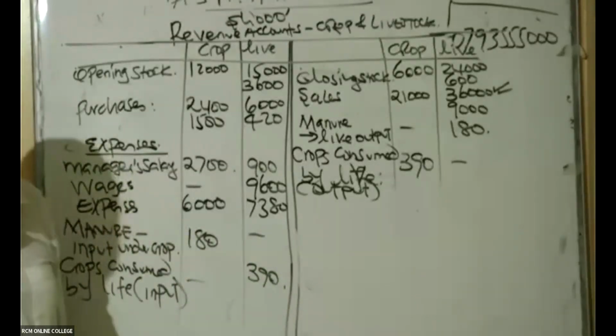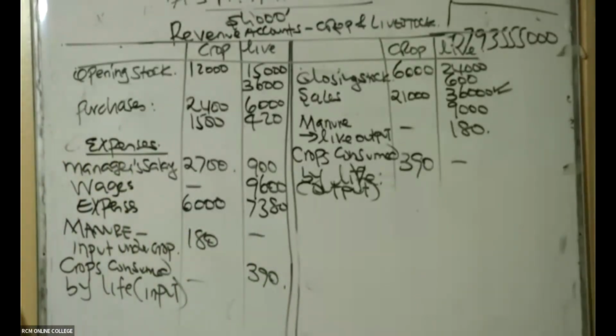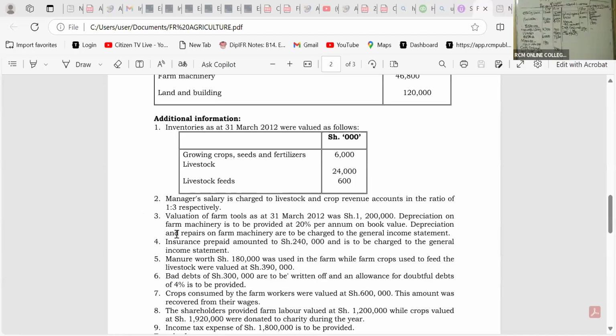All right. Then if you allow me, ladies and gentlemen, I don't want to cover the book. I will be able to continue with this question here. So this question here, they are telling us, crops consumed by farm workers. Now, bad debts. Bad debts of 300 to be written off. Of course, bad debts can come to crop accounts, can come to livestock accounts. Look at note 7. Crops consumed by the farm workers were valued at 600. This amount was recovered from their wages.